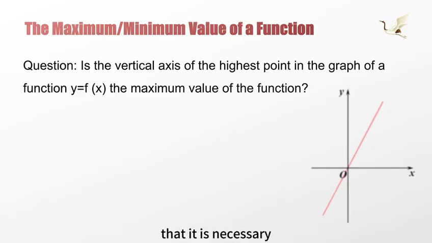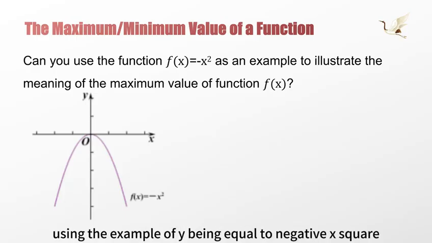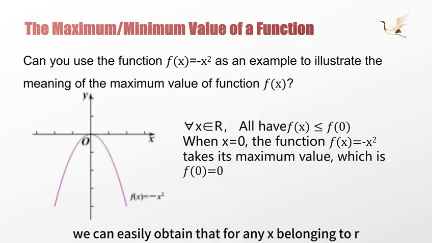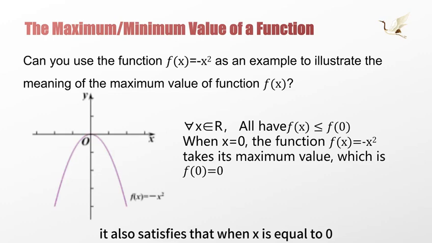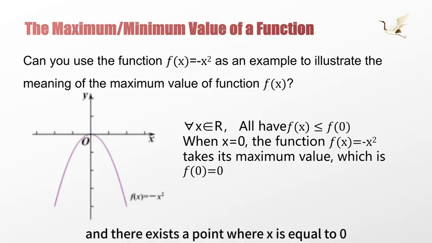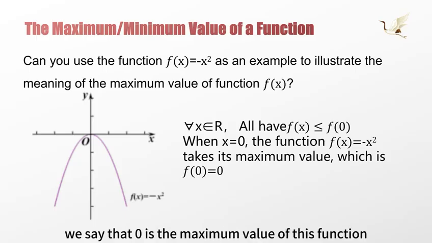It can be seen that it is necessary for us to study the maximum value of a function from a numerical perspective. Can you explain the meaning of the maximum value of function f(x) using the example of y equals negative x squared? From monotonicity, we can easily obtain that for any x belonging to R, f(x) is less than or equal to f(0). At the same time, it also satisfies that when x is equal to 0, its function value f(0) is equal to 0. That is to say, if the first condition is met, that all independent variables x in the domain have function values f(x) less than or equal to 0, and there exists a point where x is equal to 0 at which the function value is equal to 0, then we say that 0 is the maximum value of this function.